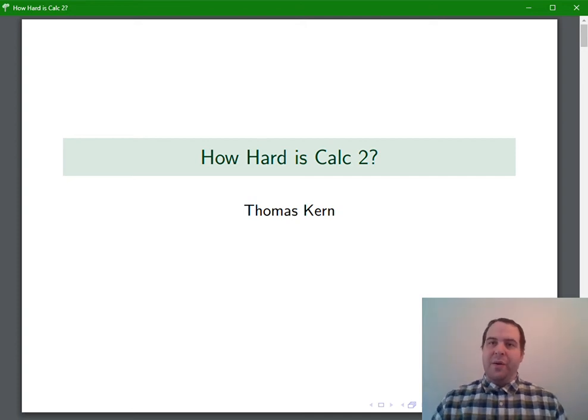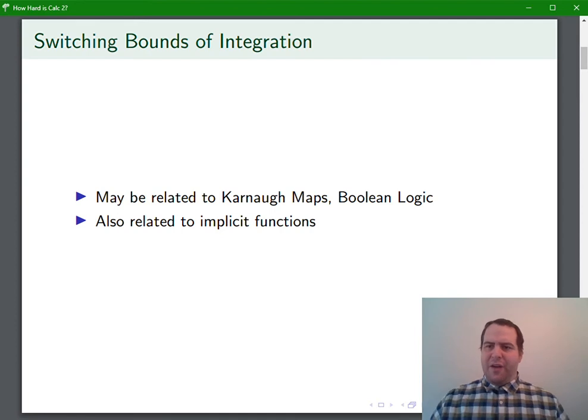Hello! In this video, I'd like to talk about the computational complexity of some of the problems that students encounter in Calc 2 and Calc 3. And I first got really excited about looking into the computational complexity of things in calculus classes by thinking about the problem of switching bounds of integration. It feels like there's something related to Karnaugh maps, which are related to Boolean logic. It feels like there might be some sort of NP-complete problem hidden somewhere in there.